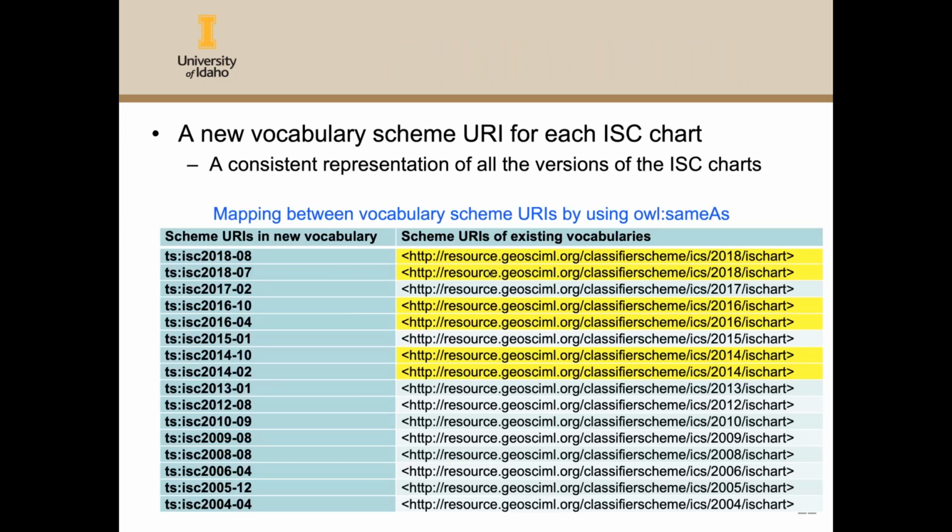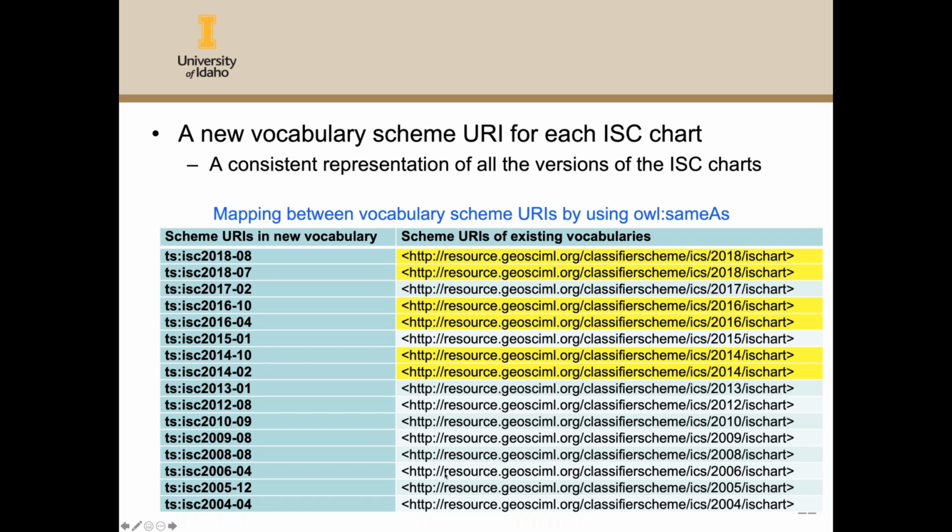And we did make some tiny change to the scheme ID. We just want to make it consistent. When we look through all those scheme IDs, we just made a change to the scheme URI, but we can map it back to the vocabulary scheme IDs in Dr. Cox's vocabularies. And here you can see how we can do the mapping.